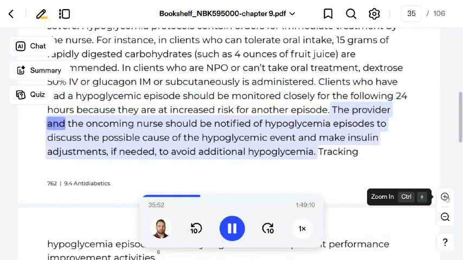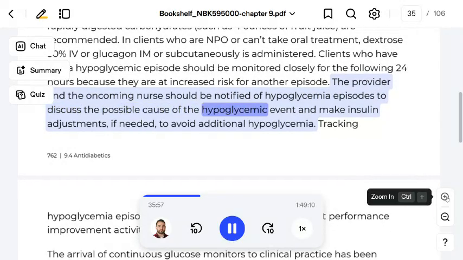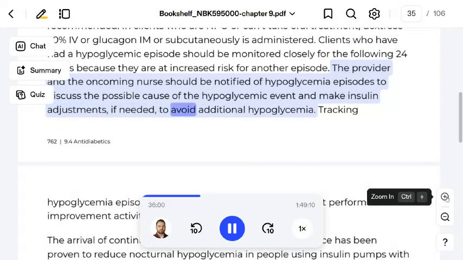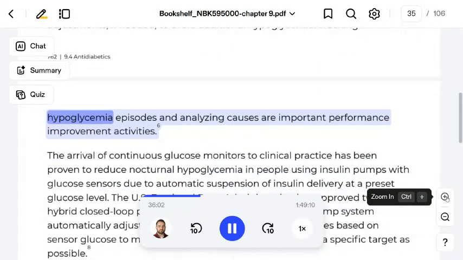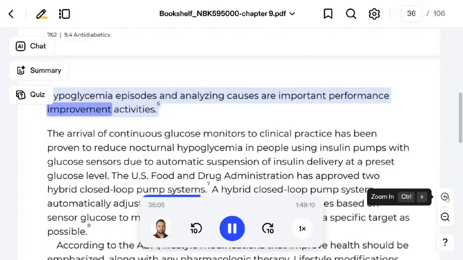The provider and the oncoming nurse should be notified of hypoglycemia episodes to discuss the possible cause of the hypoglycemic event and make insulin adjustments if needed to avoid additional hypoglycemia. Tracking hypoglycemia episodes and analyzing causes are important performance improvement activities.